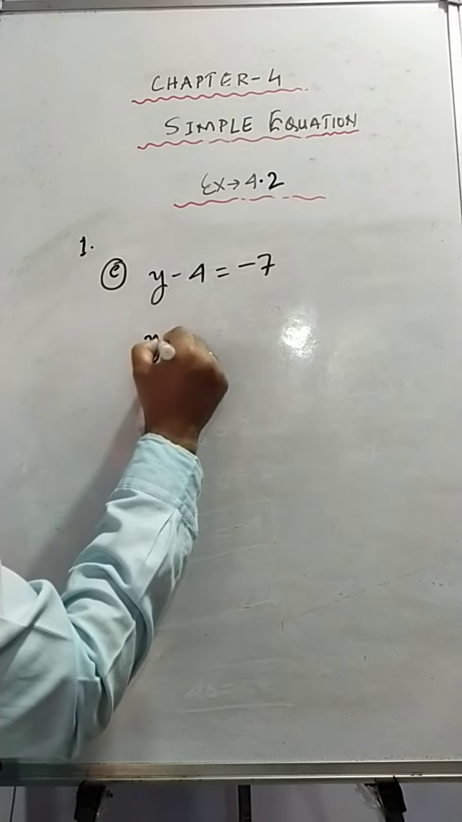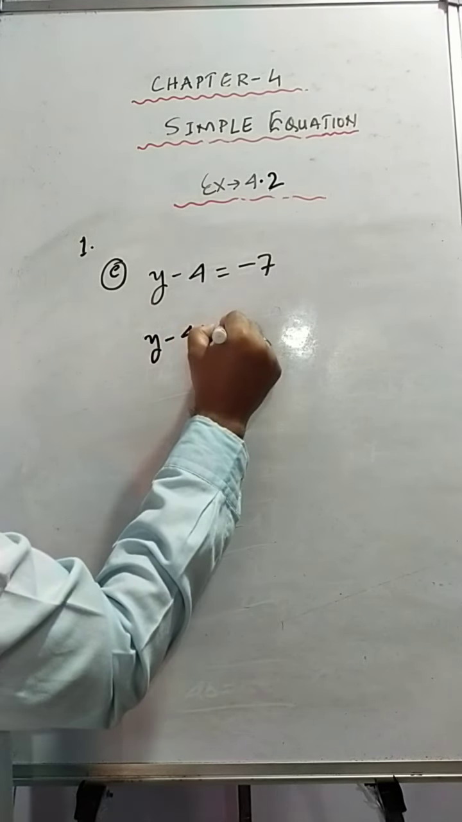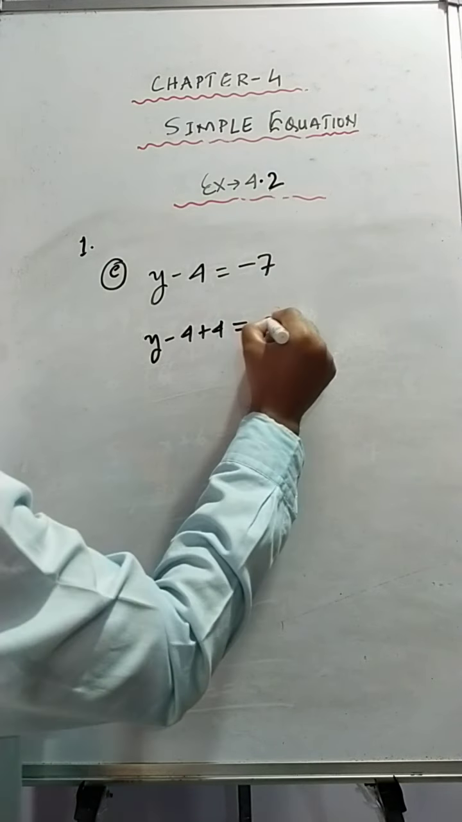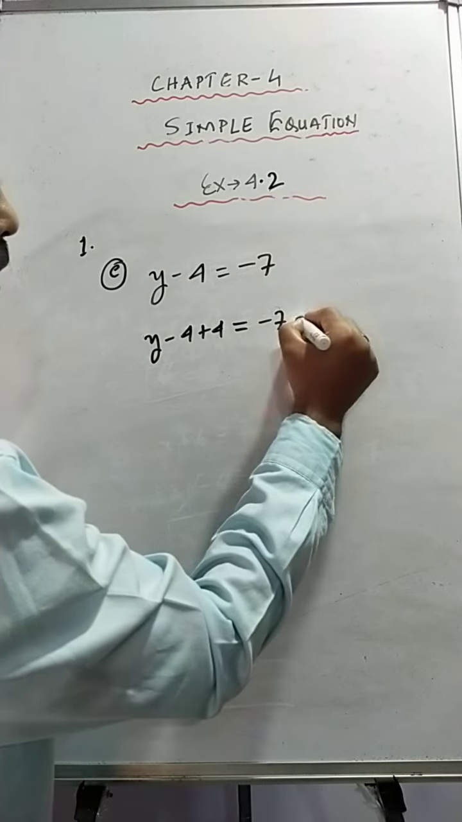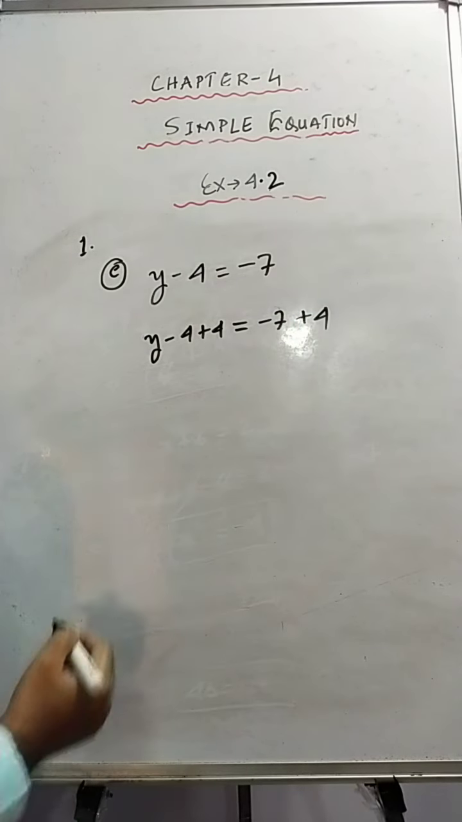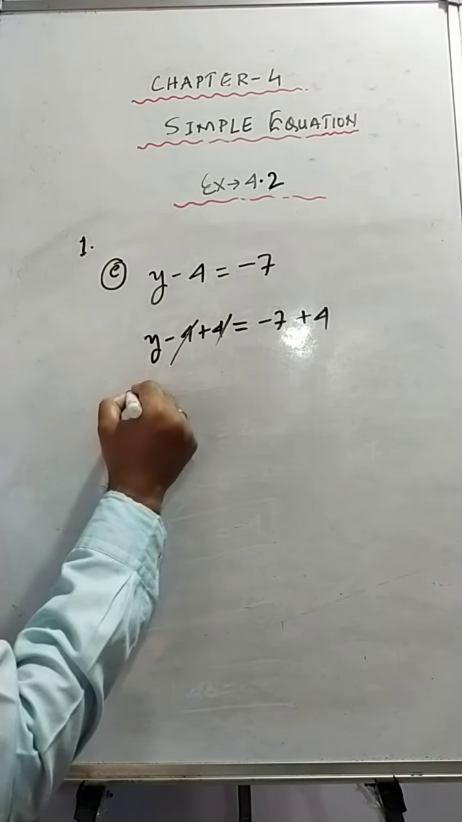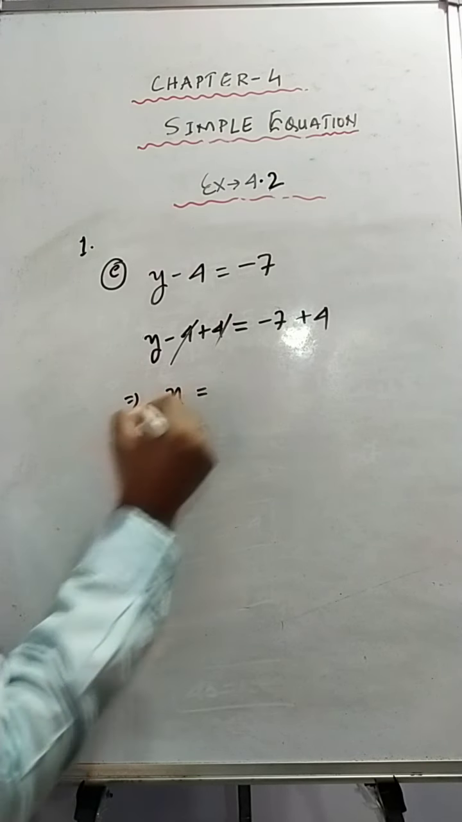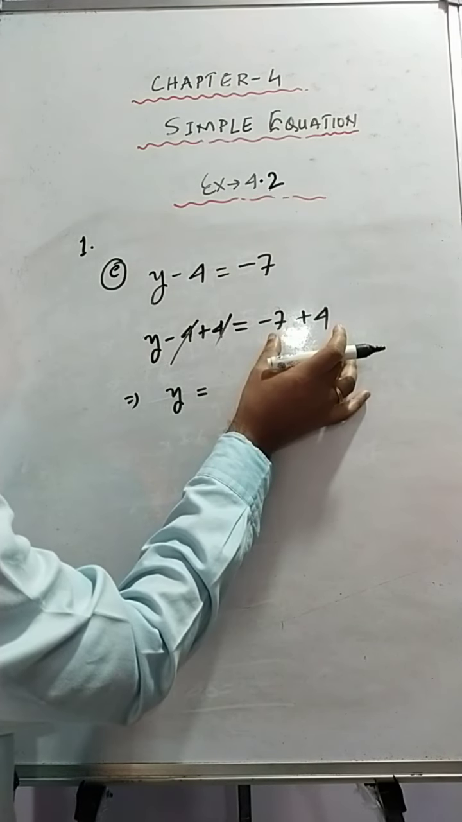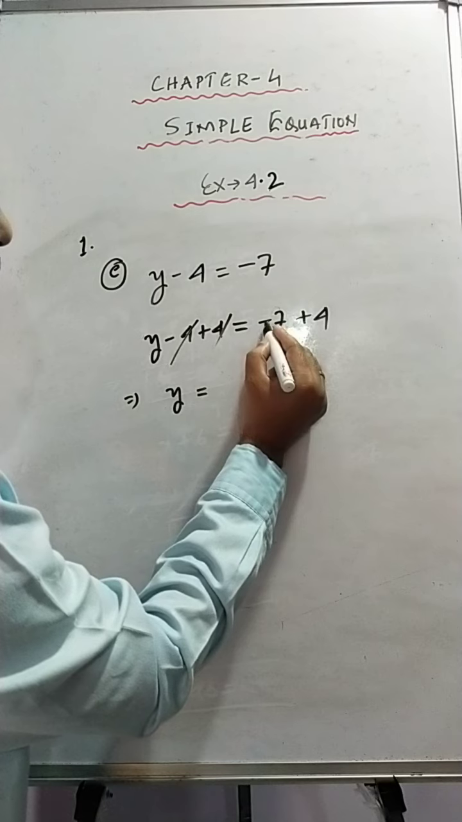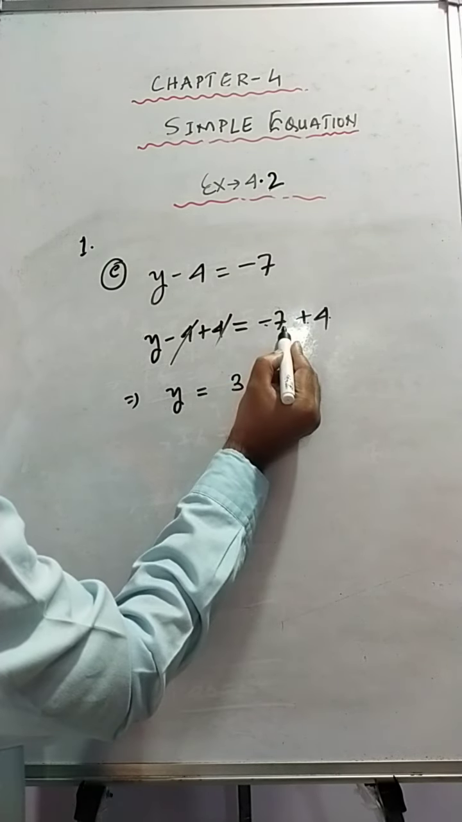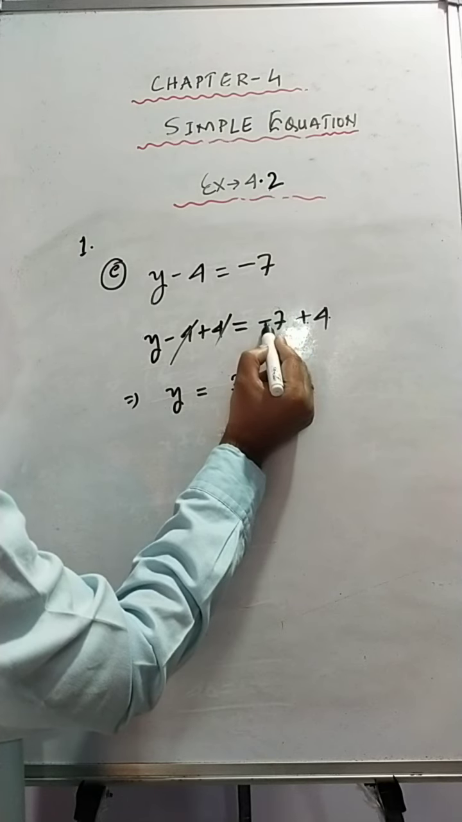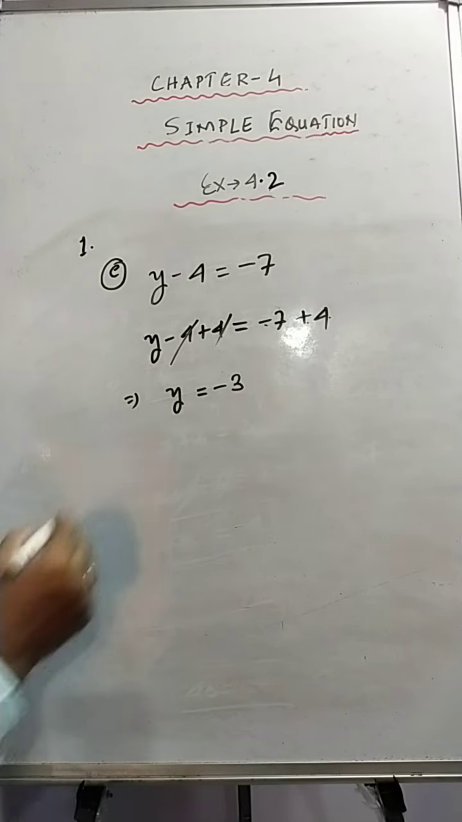So y minus 4 plus 4 is equals to minus 7. We have added plus 4 on the left hand side. So same thing we'll do it on the right hand side as well. Fine. So we'll cancel this 4. So on the left hand side only y will remain. And what will be the final answer on the right hand side? Plus plus is minus. 7 plus 4 is 3. Which number is greater? 7 is greater, and it is carrying what sign? Minus. So we'll put minus.